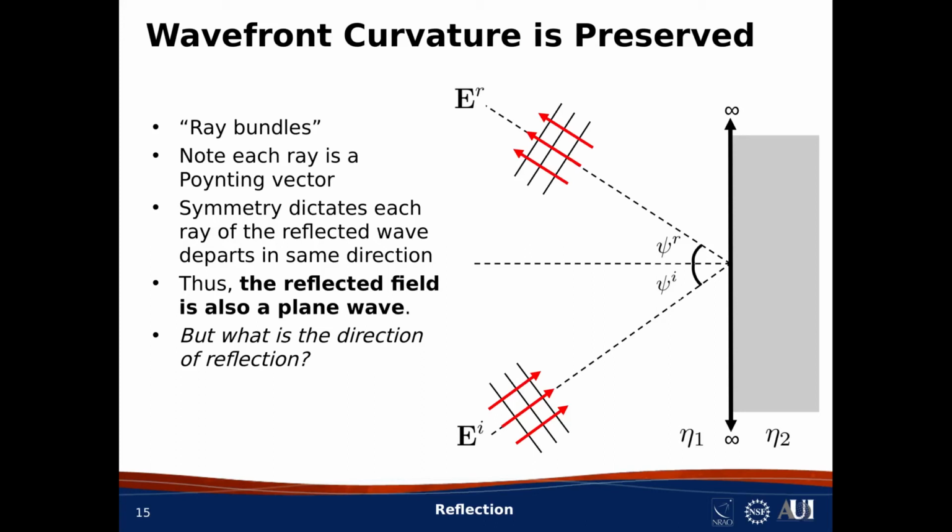However, we don't yet know for sure what the direction of the plane wave is. In other words, what is the angle psi super r as shown in the diagram? Now, you might suspect that psi super r equals psi super I, and you would be right. But this actually takes a bit of work to prove.